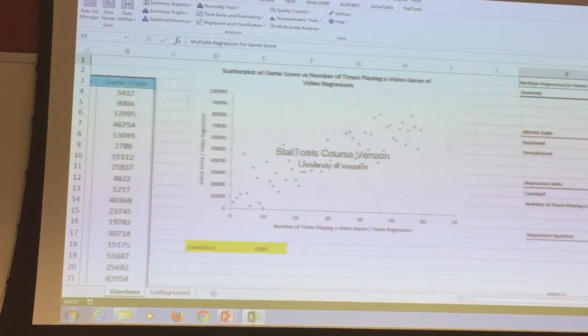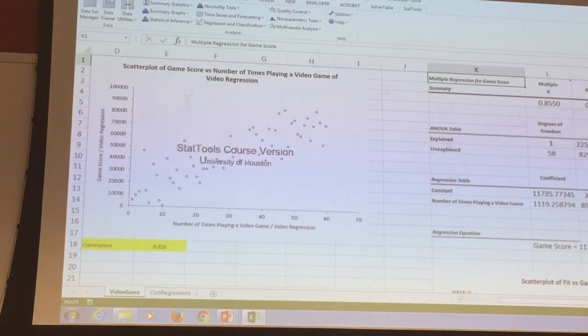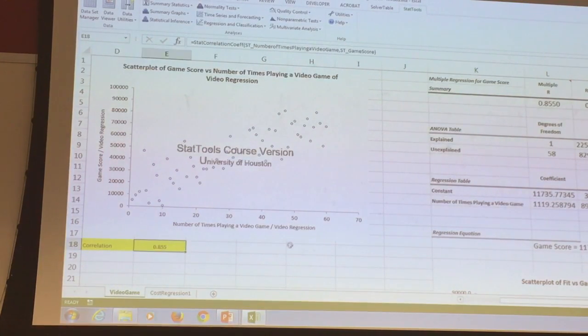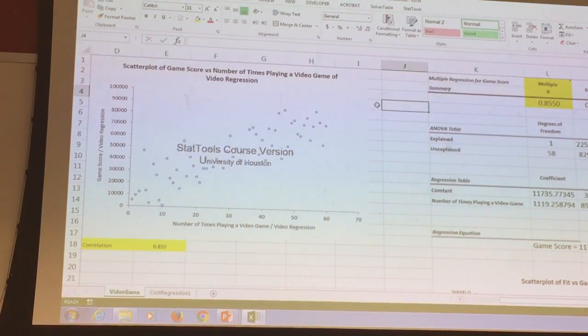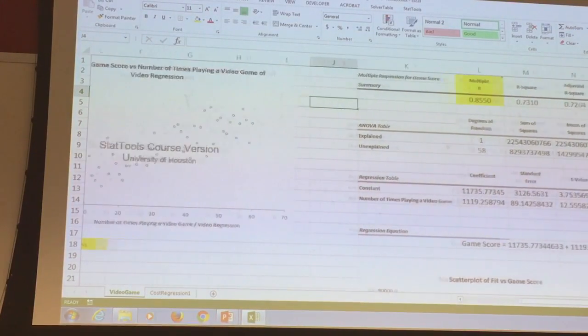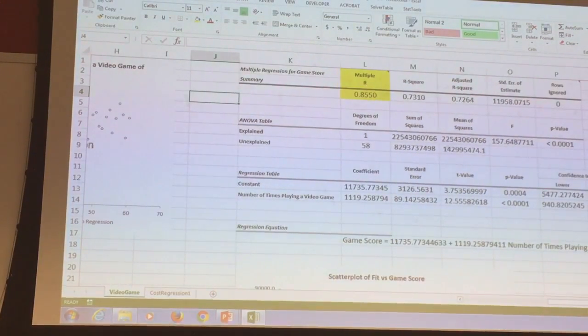Takes a minute. Okay. Here's my regression output. Before I show all of that, I want you to see this correlation, 0.855. That is, in my regression output, called multiple R. Okay, and here's what multiple R is. Okay, that 0.855.